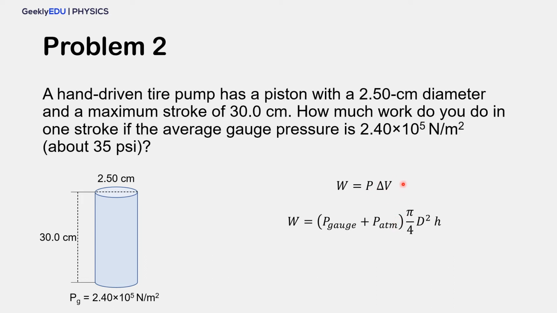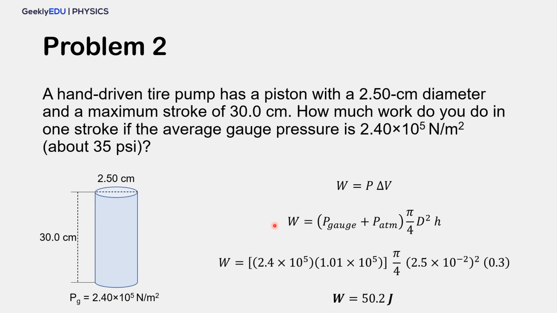Also the variation in volume, if you think about the stroke here, the initial volume is the volume of the cylinder, and the final volume is actually 0. So this variation in volume is actually the volume of the cylinder itself, which is pi divided by 4 times the diameter squared times the height of the cylinder. You can just add the values now and find that the work done by you in this hand-driven tire pump is 50.2 joules.